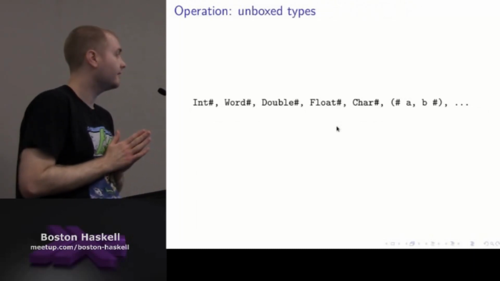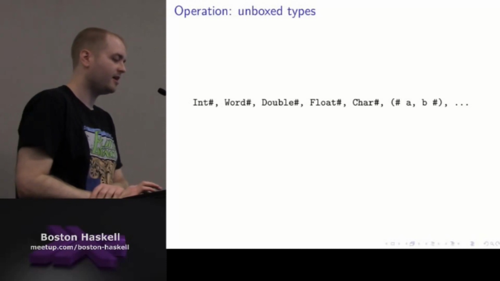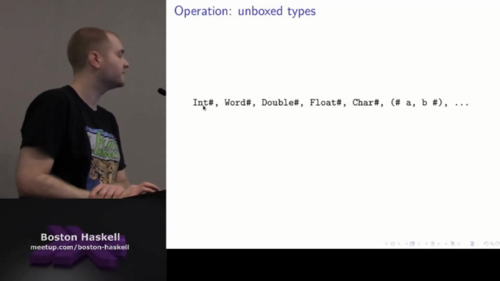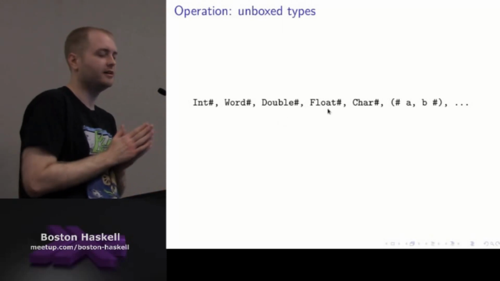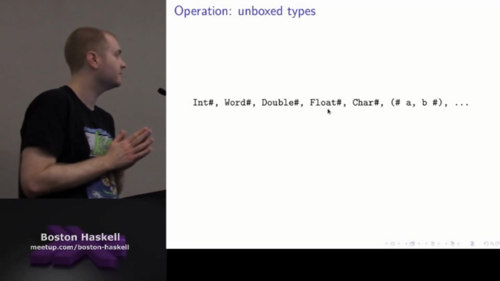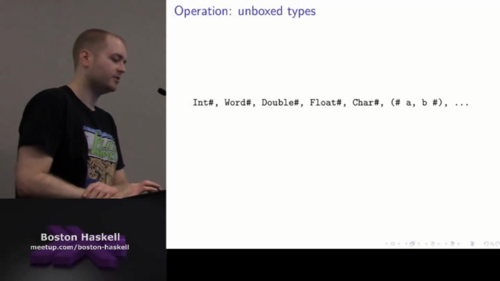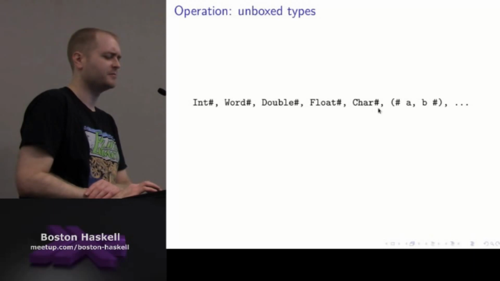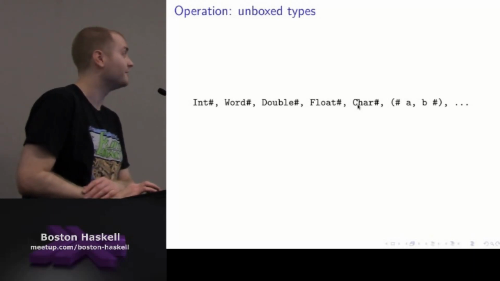It has a bunch of unboxed types. So these are signed integer types, like machine words. This is signed, this is unsigned. Double and float are the usual double and single precision floating point types. Char is a primitive, like a Unicode code point of some sort. It's probably like a 32-bit integer, maybe 64, I don't know.